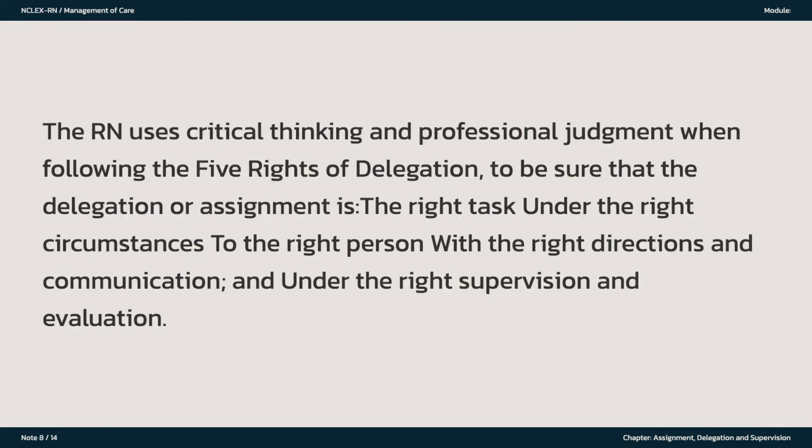The RN uses critical thinking and professional judgment when following the 5 rights of delegation, to be sure that the delegation or assignment is the right task, under the right circumstances, to the right person, with the right directions and communication, and under the right supervision and evaluation.